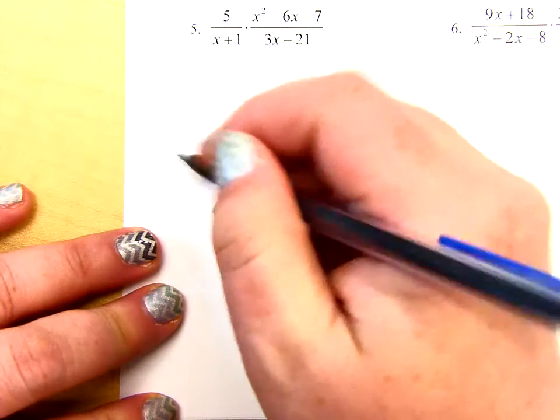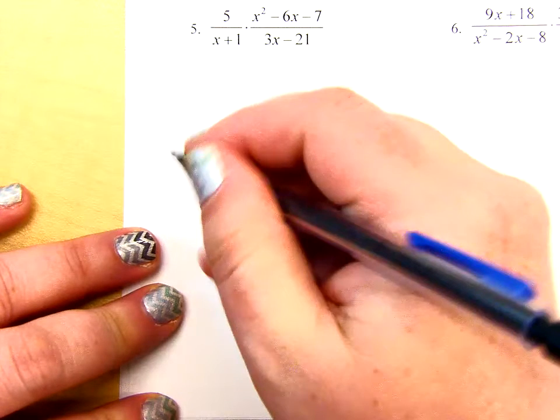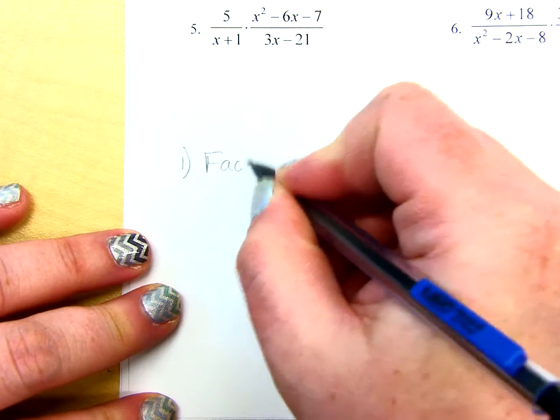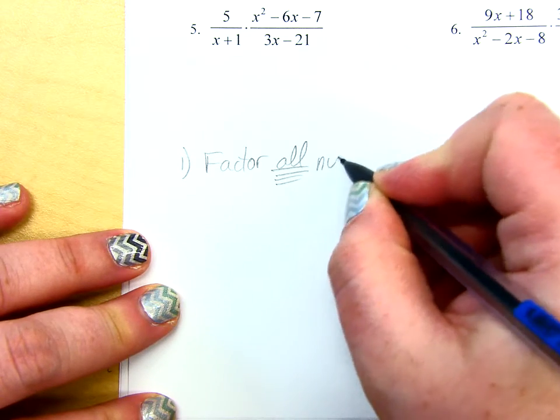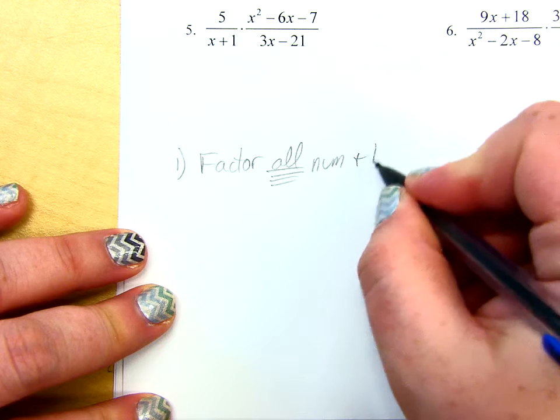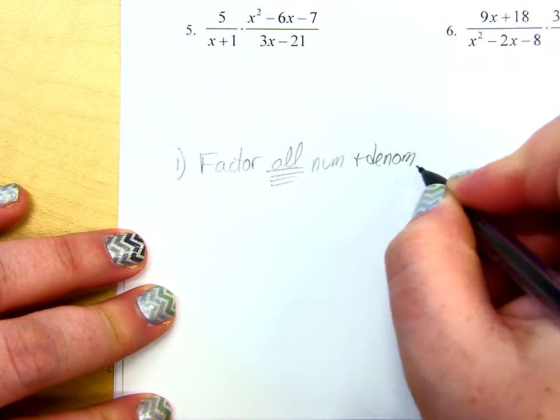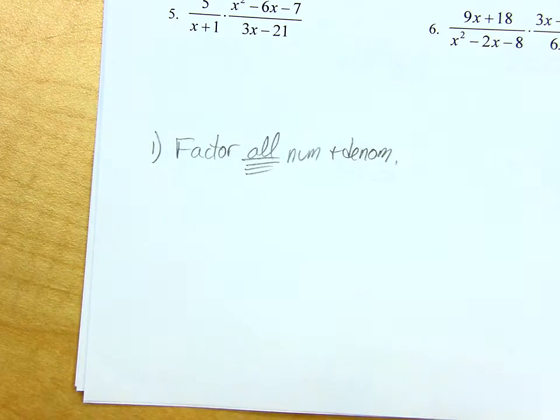So, step 1. All you need to do, you are going to factor all numerators and denominators. That's step number 1. Every numerator and denominator that can be factored, you need to factor it completely. Factor everybody.